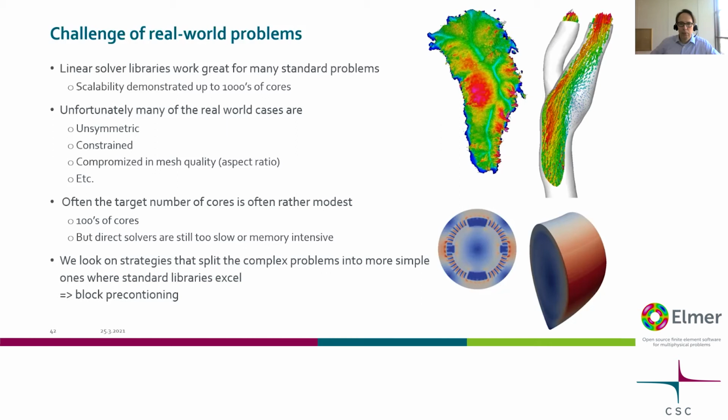On the other hand, the target number of cores is often not that huge, so it may be hundreds of cores or even just tens of cores. But direct solvers may still be too slow or memory intensive, so they are not an option. So often we have to look for good strategies for such problems which have some complications. And one such strategy that we have used in many problems is block preconditioning.